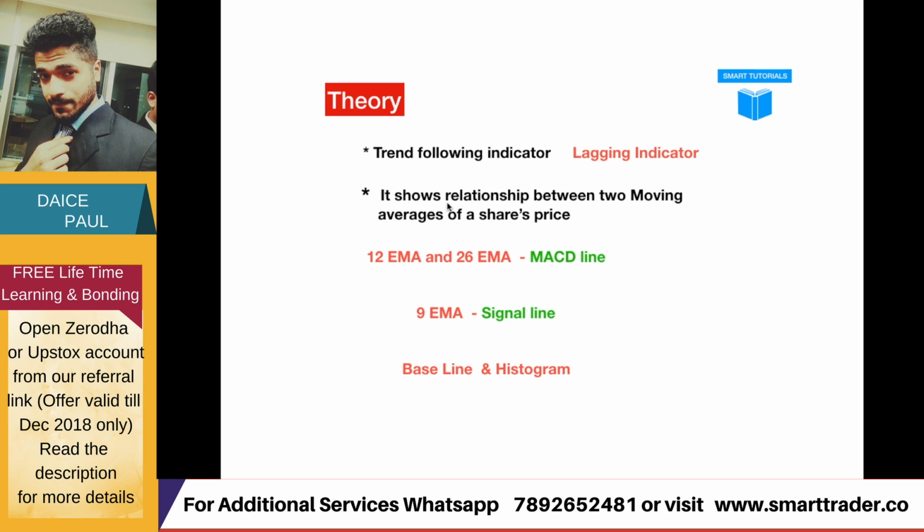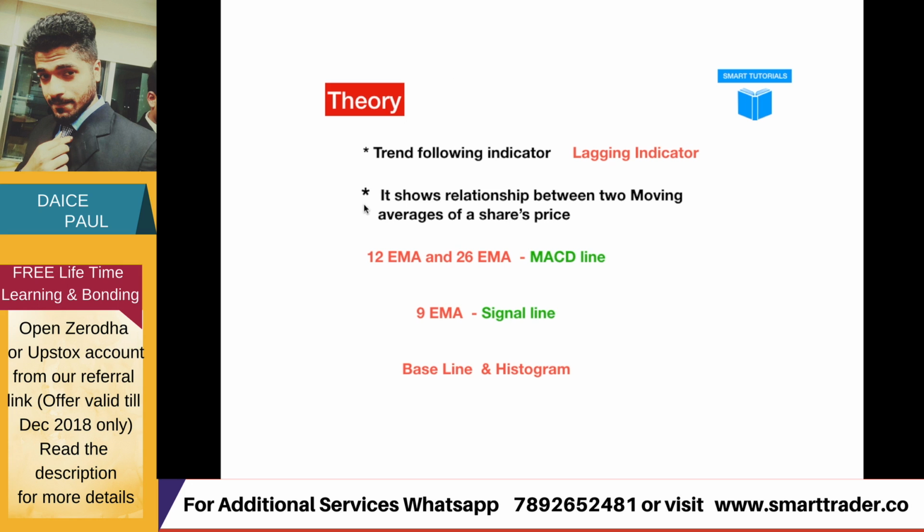I have a few points which I want you to understand first. This indicator is a trend following indicator, and a lagging indicator. If you remember in my introduction class, I told you we have two types of indicators: leading indicators, and lagging indicators or trend following indicators. So this is a trend following indicator. The next point is that it shows the relationship between two moving averages of a share's price. These two moving averages are the 12 period EMA and the 26 period EMA. EMA is nothing but exponential moving average. You have SMA, which is simple moving average, but they use EMA, which is more effective.